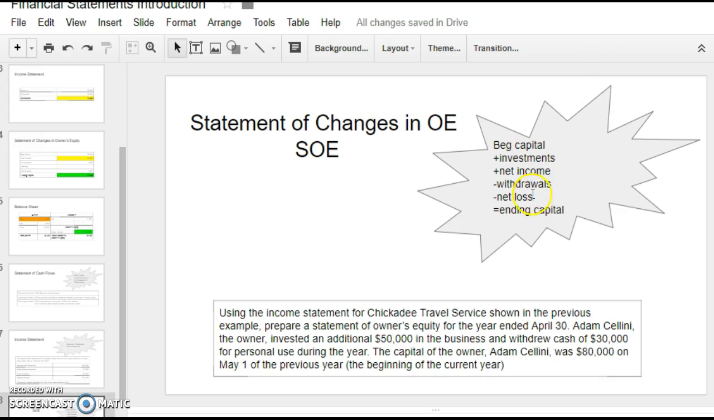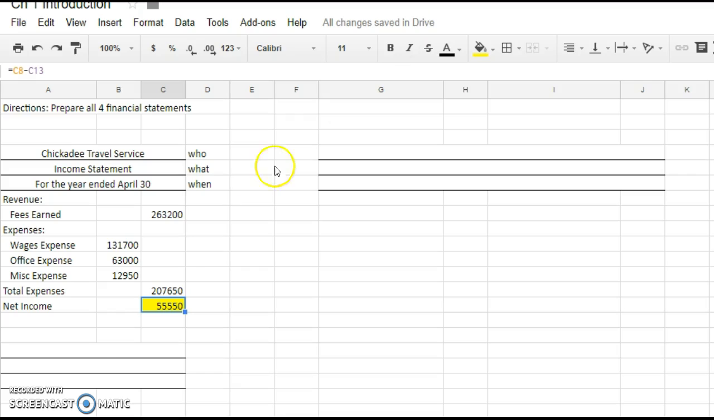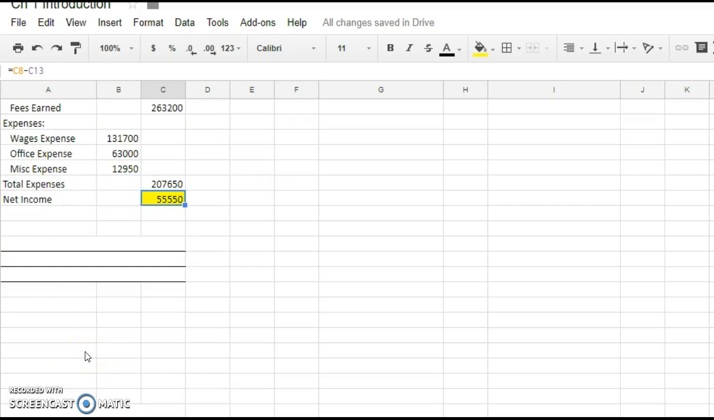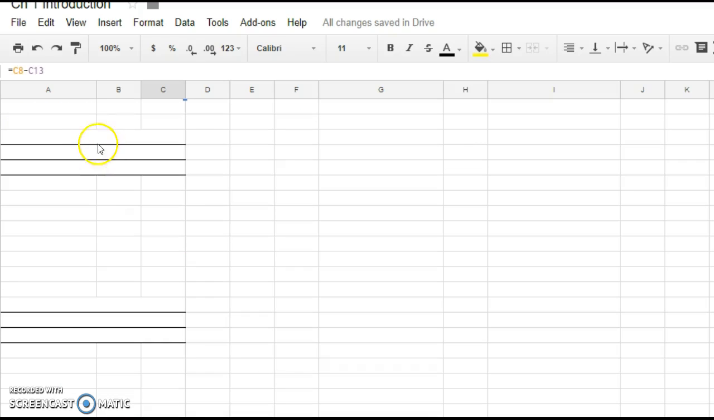So basically it looks like this: beginning capital plus your investments plus net income if you had any, which we did, minus the withdrawals, minus a net loss. We didn't have that. We had net income, and that is going to give you your ending capital. So if we take all of those numbers, we'll put them on our statement of changes in owner's equity.